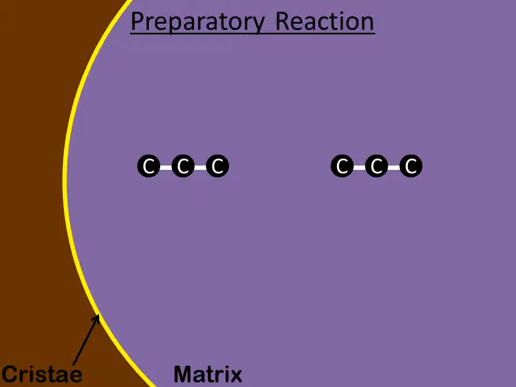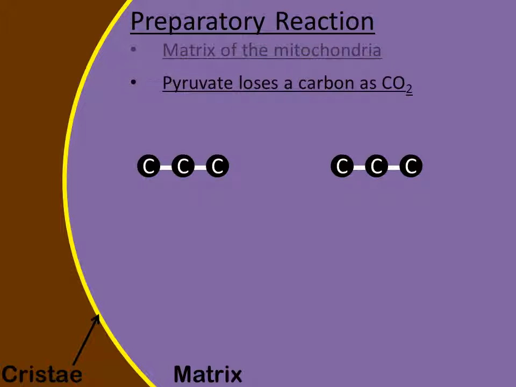Okay, so here you can see our 2 molecules of pyruvate inside the matrix of the mitochondria. Recall the cristae, that inner membrane that folds around inside the mitochondria, you can see there. Okay, so this next step, the preparatory reaction, happens inside the matrix of the mitochondria, and we're going to see each of these pyruvate molecules lose one of their carbons, forming CO2. And of course that CO2 leaves through simple diffusion, and that's some of the CO2 that we breathe out. Now that prepares these molecules to enter the citric acid cycle in this 2-carbon form.